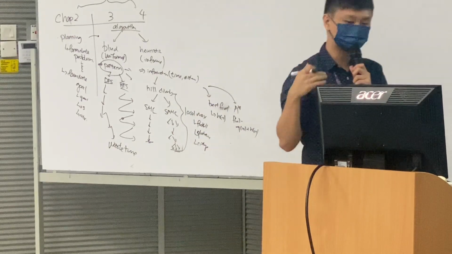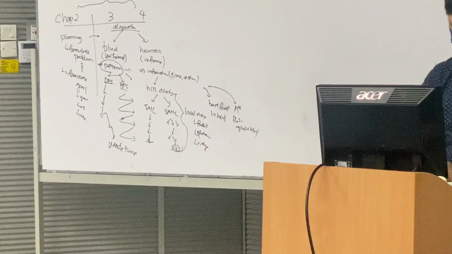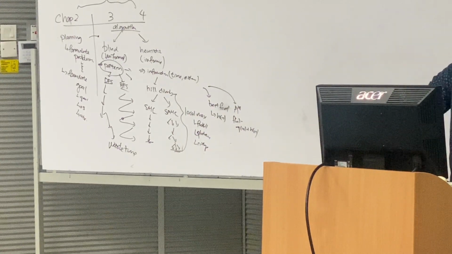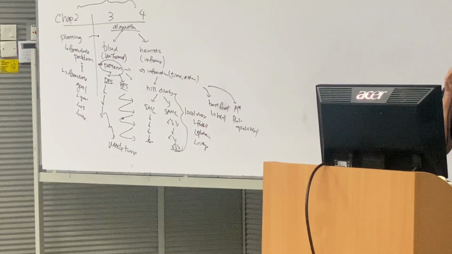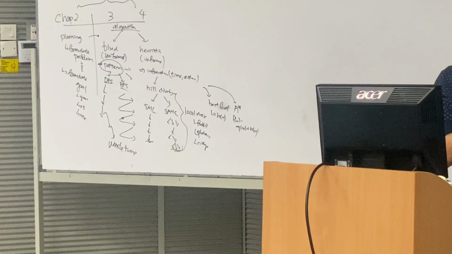So let's move on to the new topic called knowledge representation. It's one of the very simple topics I would say. Overall in the 13 chapters, it is considered a simple one.